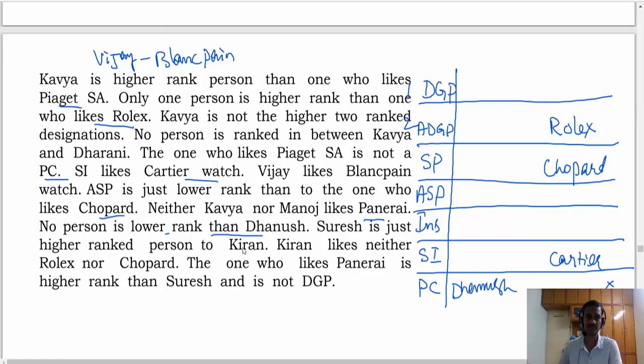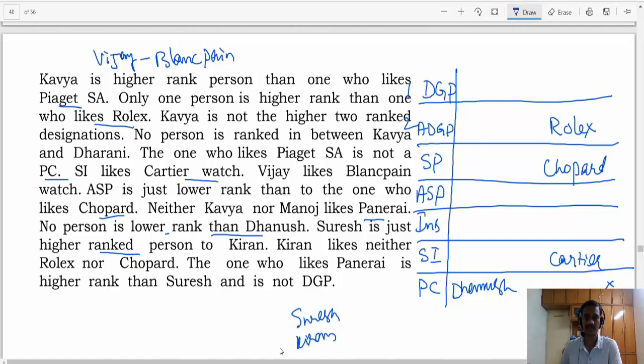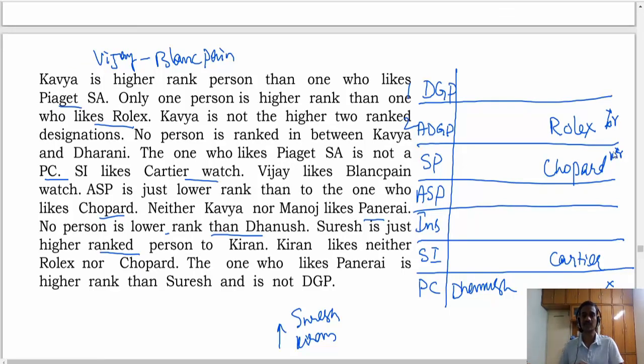Dhanush is police constable. Suresh is just a higher ranked person to Kiran. Suresh is just above Kiran. And Kiran likes neither Rolex nor Chopard. So Kiran cannot be here and Kiran cannot be here. As Kiran cannot be in these two places.